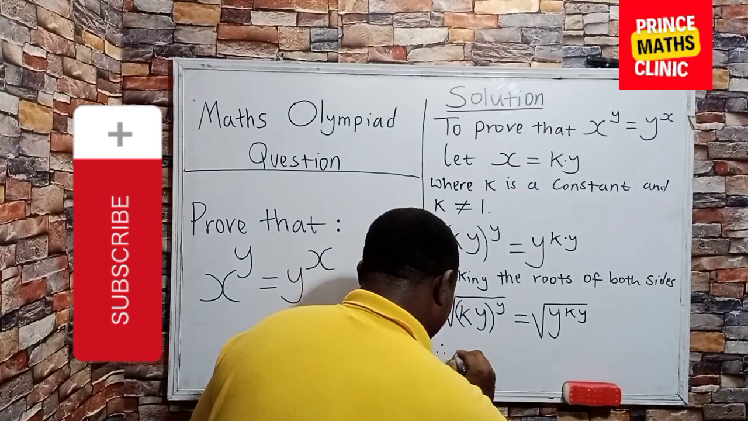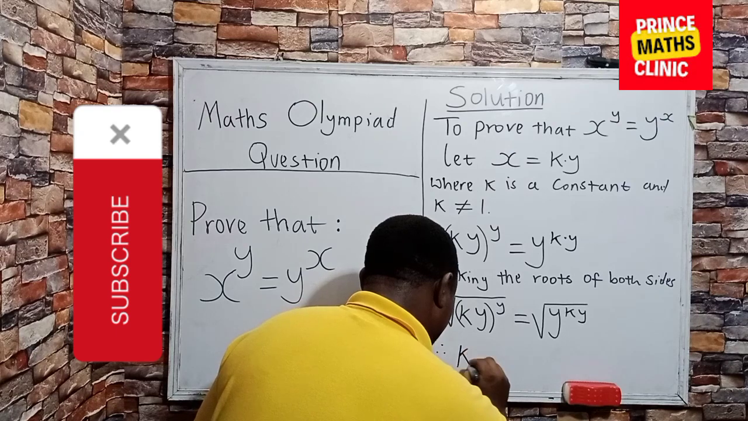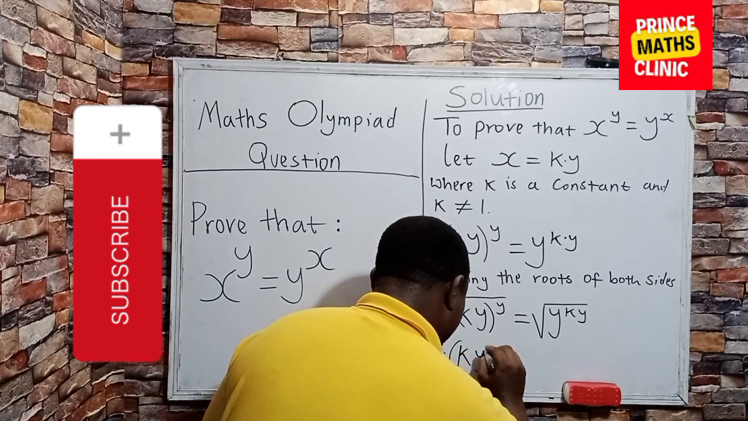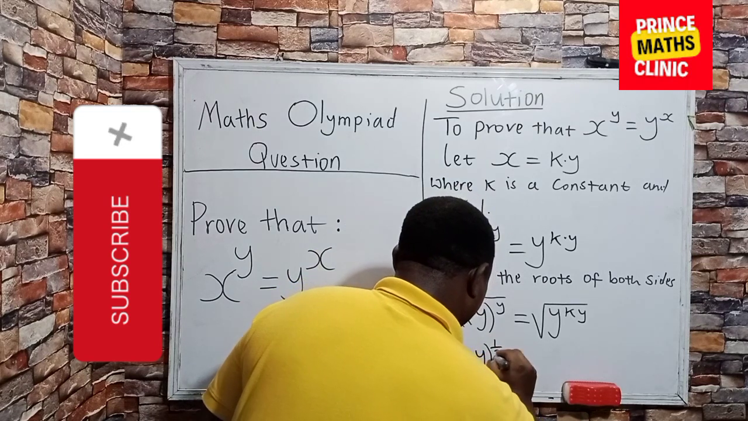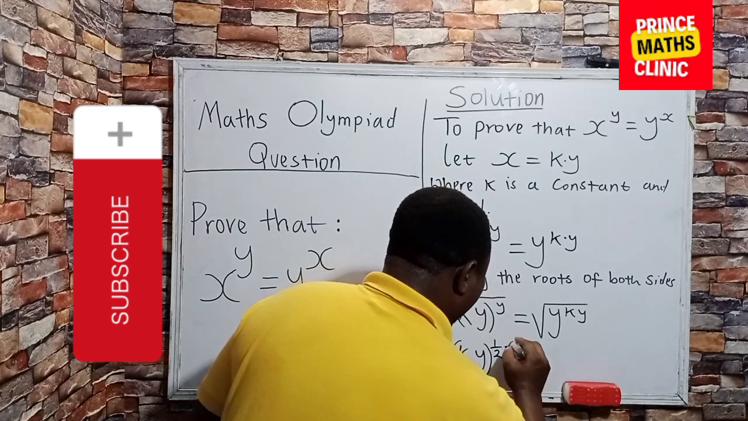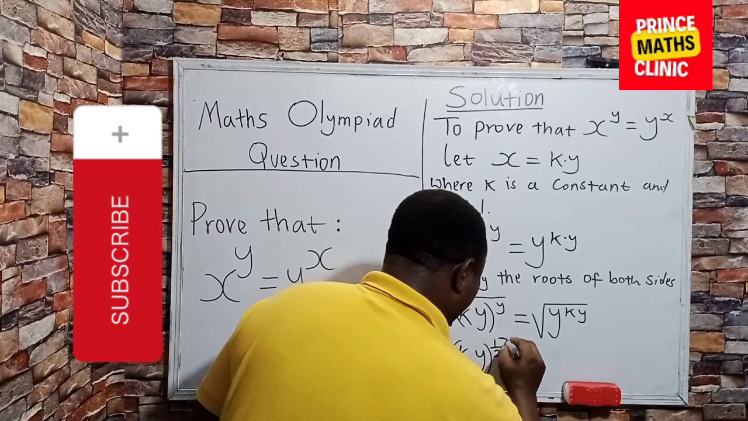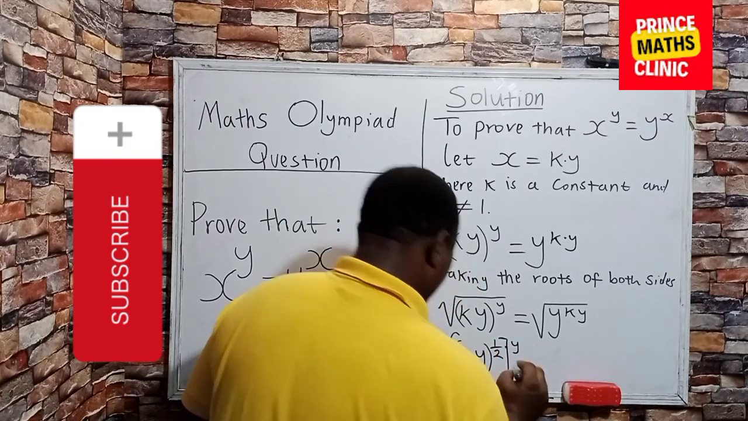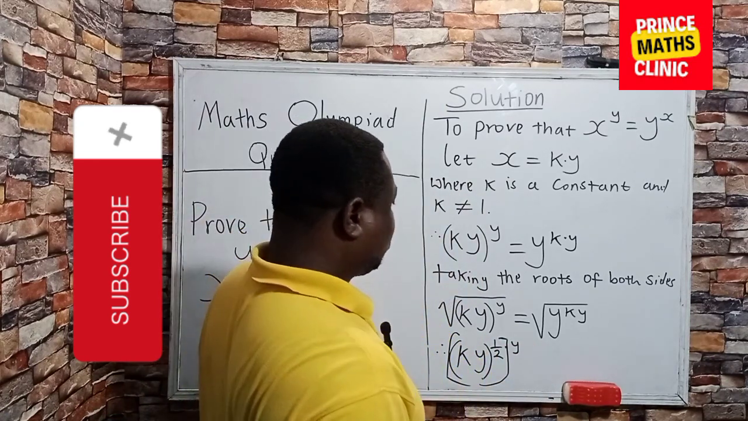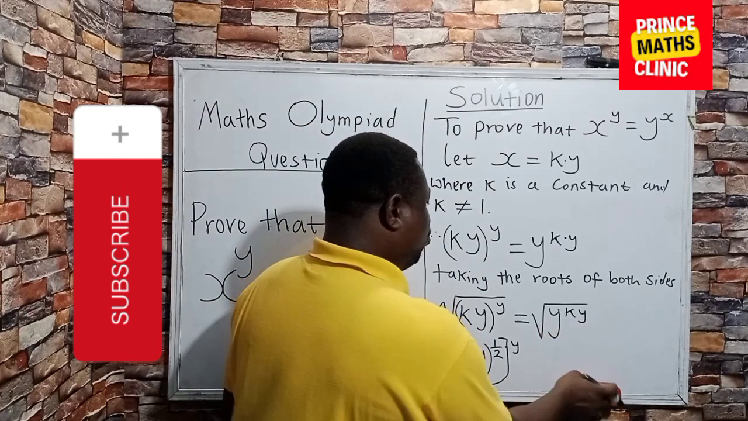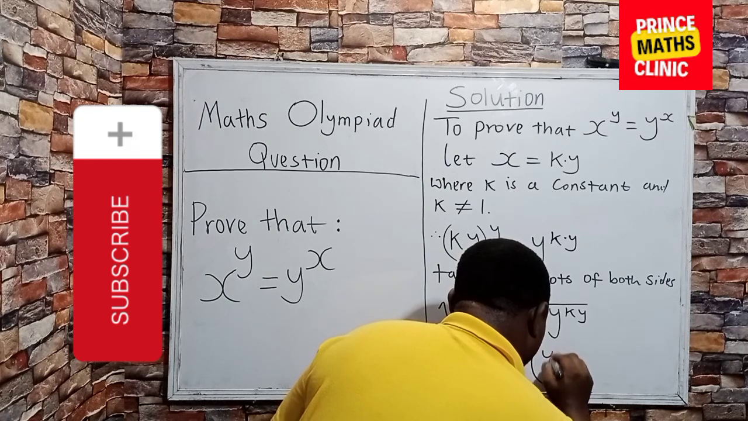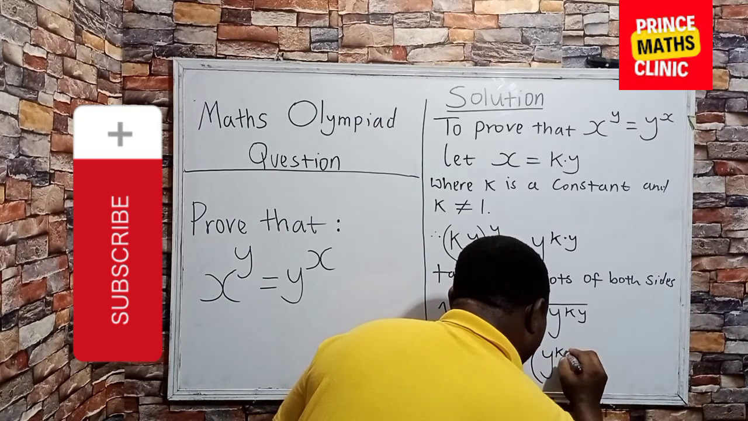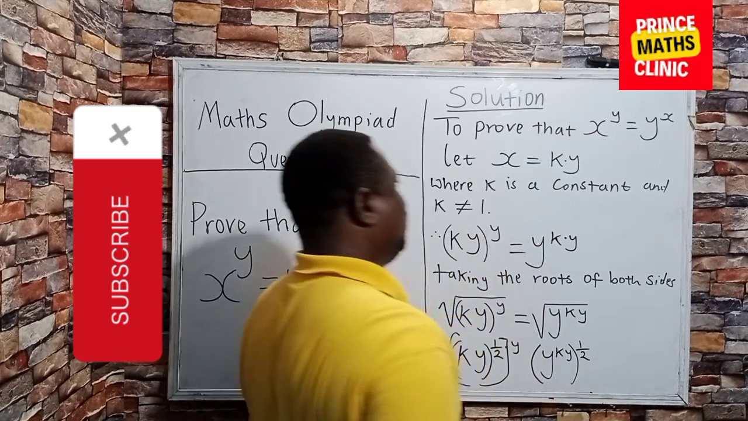Therefore, this becomes ky, then this is raised to the power of half times y. And this will become y to the power of ky, all to the power of half.